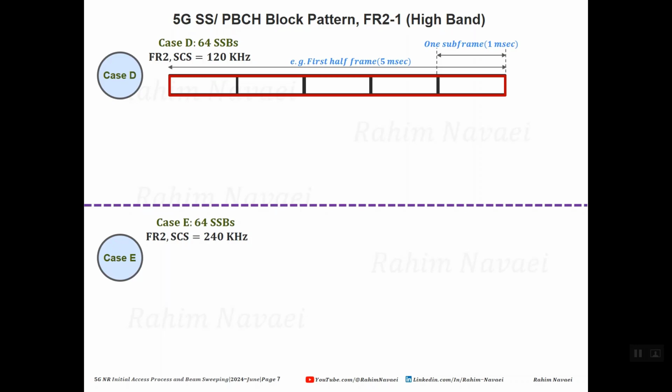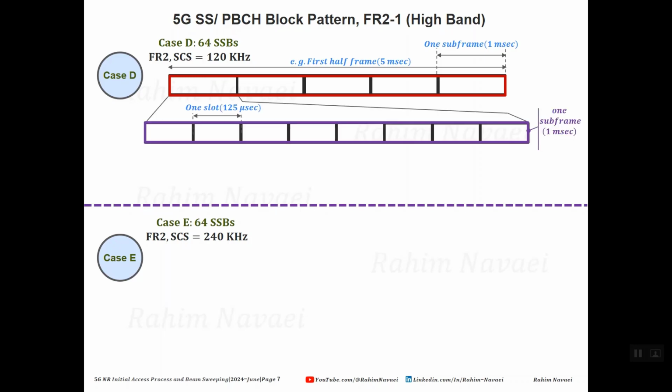As you know, the slot duration of SCS of 120 kHz is 125 microseconds. Therefore, we have 8 slots within a subframe, which is indeed 1 millisecond. Here, you can see 64 synchronization signal blocks within a 5 milliseconds time window, which is actually half of a radio frame. Therefore, in SSB pattern D, it takes approximately 5 milliseconds to transmit 64 SSBs.